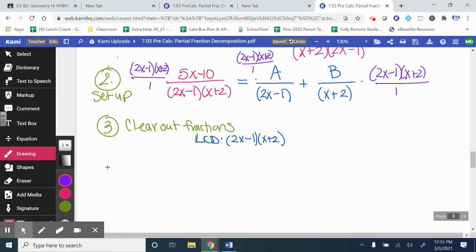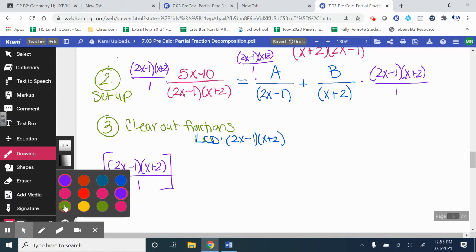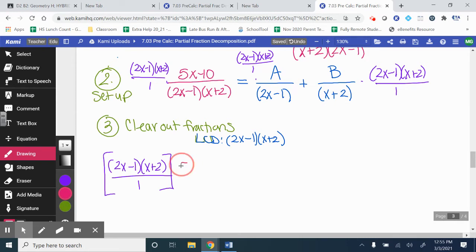Actually, I'm going to rewrite this for you because it's a little squished up there, and since it's our first one, I'll make it nice and neat. So that's my LCD over 1, in purple, and then I'll put the original in pink: 5x minus 10 over 2x minus 1. I'm just rewriting what I wrote up there.